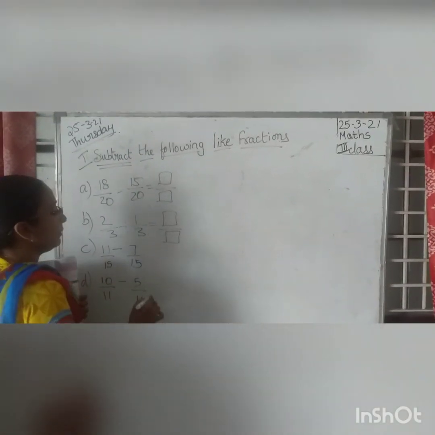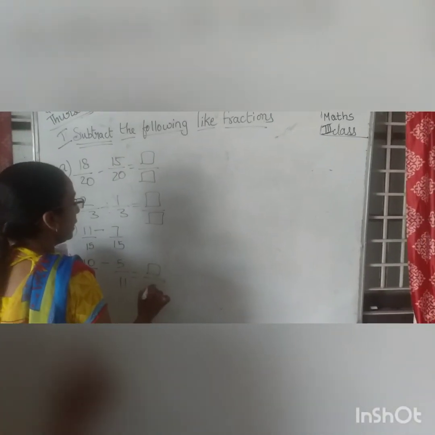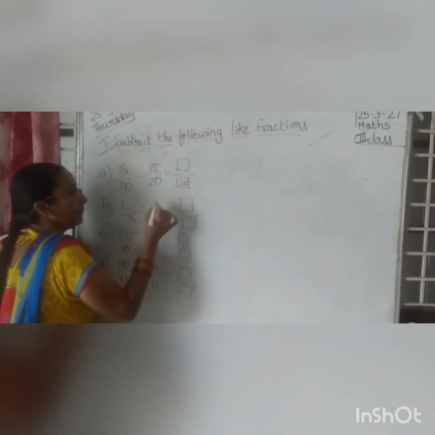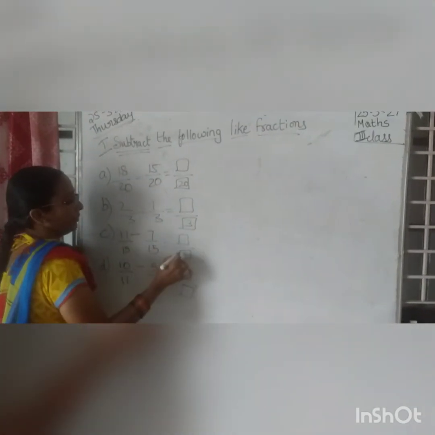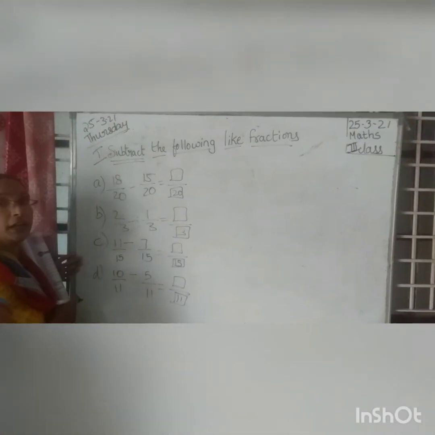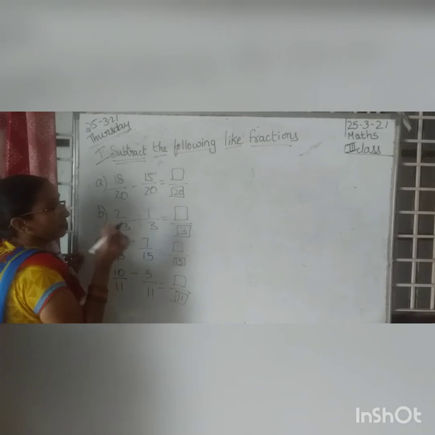Yes, children, these are the 4 sums I gave you. Now I am going to explain these 4 sums. First write the denominator here also. Write the bottom number the same in the answer. Here 3, here 15, here 11. Now do the subtraction of the numerators. 18 minus 5. Yes.